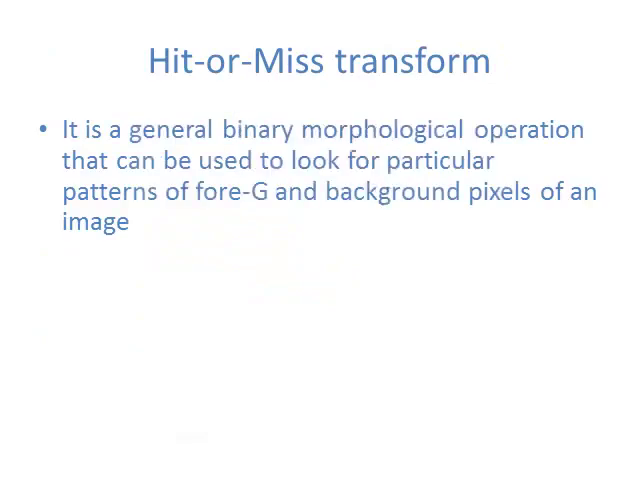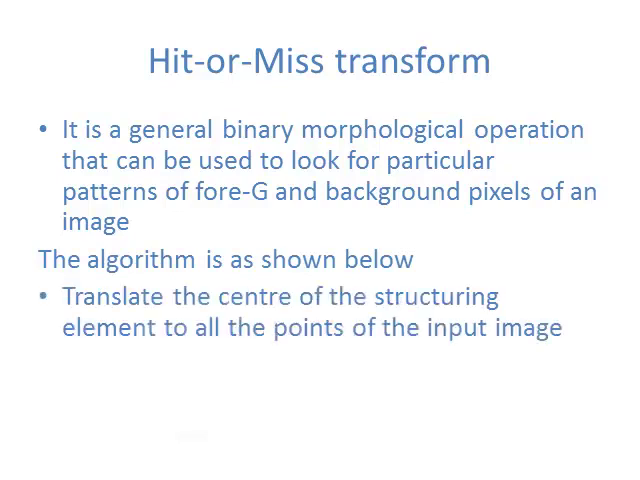Hit or miss transform. It is a general binary morphological operation that can be used to look for particular patterns of foreground and background pixels of an image. The algorithm is as shown.